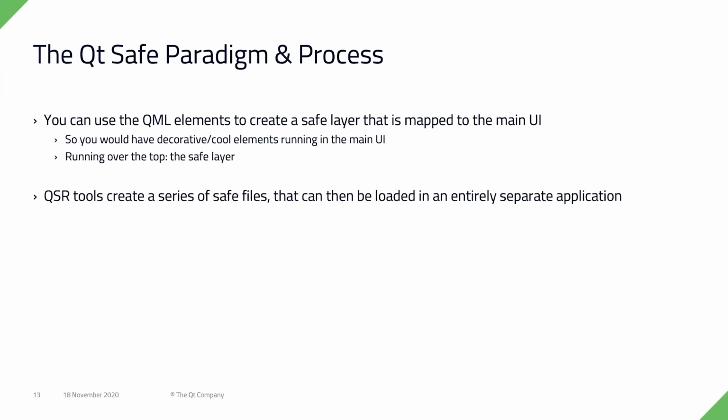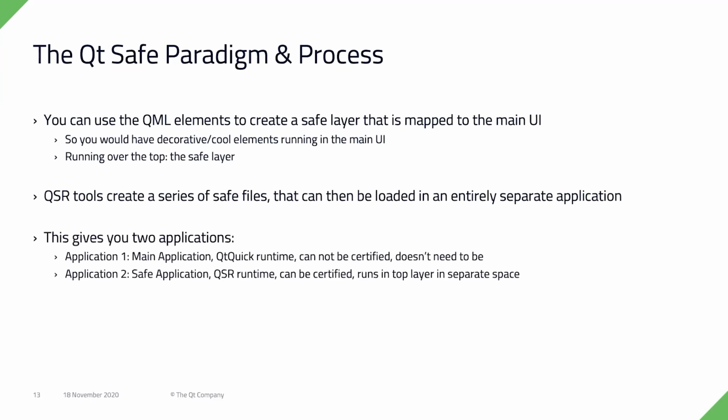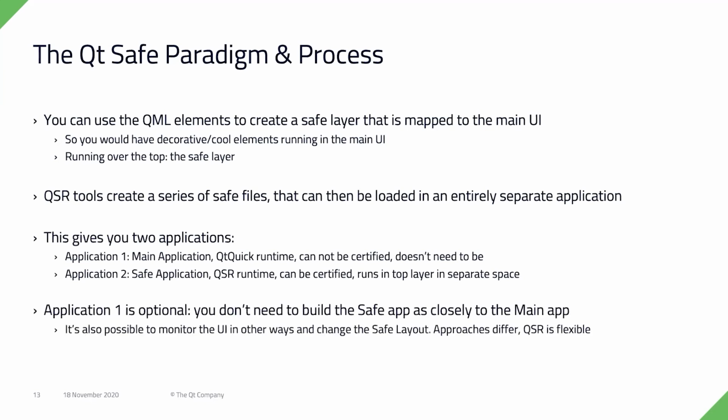The Qt Safe Renderer tools, as I said, create a series of safe files, which are then loaded by the separate application, giving you two applications, the main application and the safe application, which run separately. In fact, you could say that the main application, application one, is optional. From a safety perspective, you don't strictly need the main application. It can just sit there with the safe application, and you'd have all the safe information you need. On the whole, the two are used together, but you don't have to use them together. There are different approaches to safe rendering for different customers, so you can use whichever approach makes most sense to you.